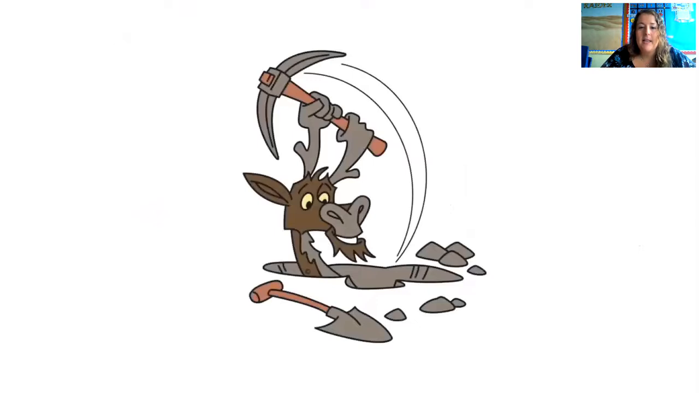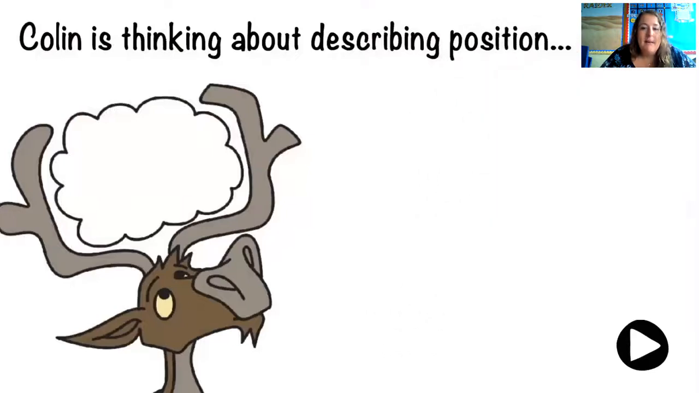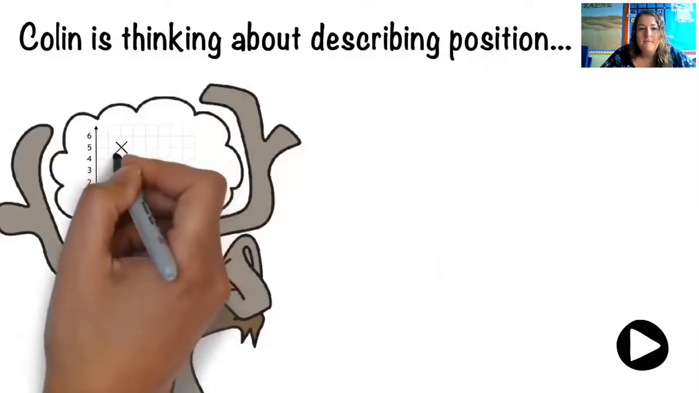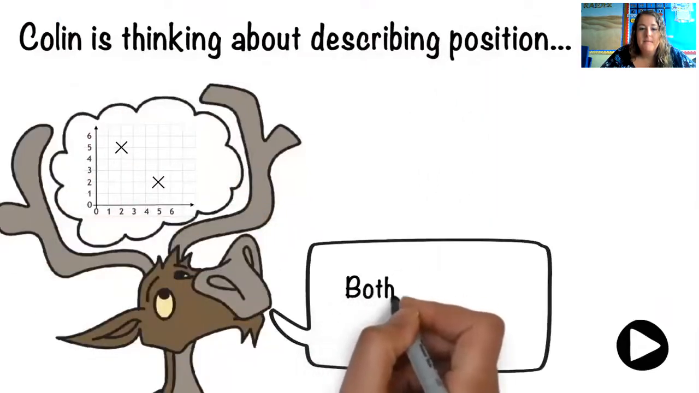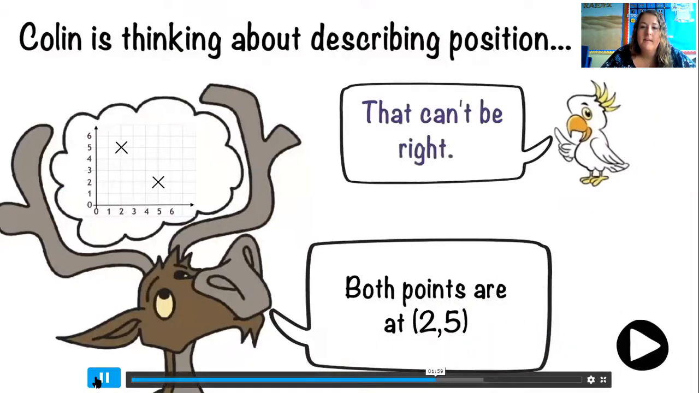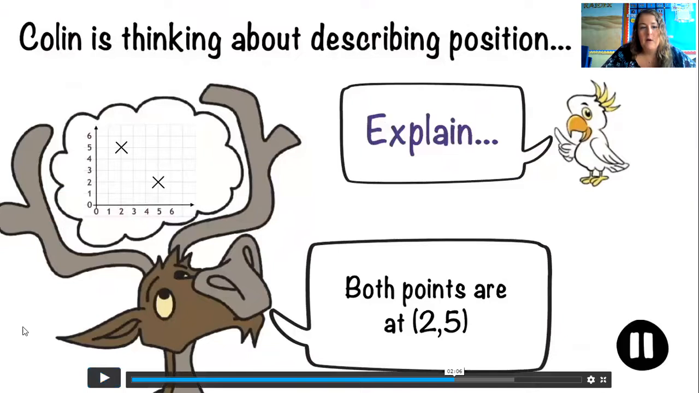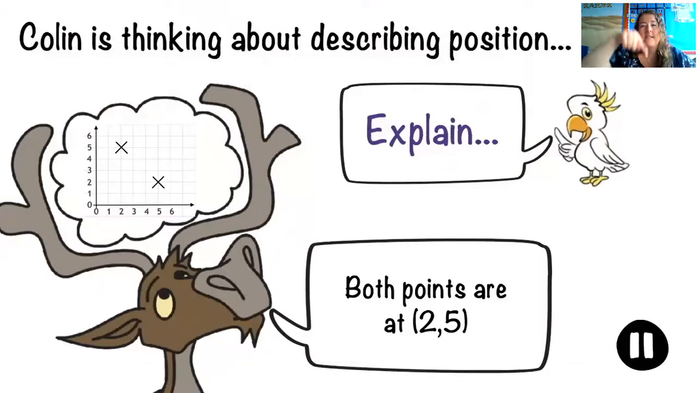Okay, digging a bit deeper again then. Colin is thinking about describing position. Both points are at (2, 5). That can't be right, says Coco. Explain. So I'm going to pause it here for you. Again, this is on the second row on the left-hand side on your sheet. Have a go. Why can't both of these be (2, 5)?